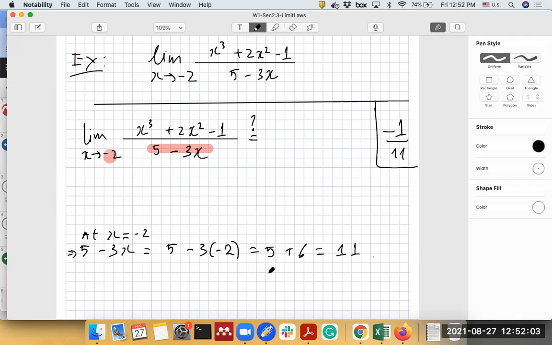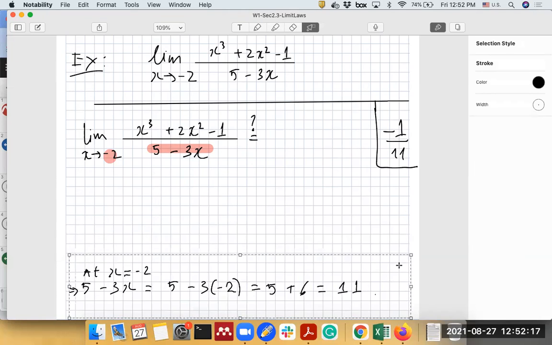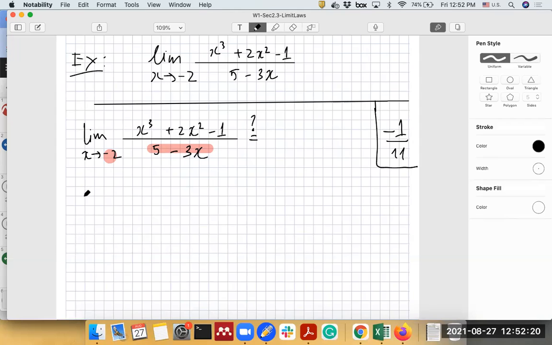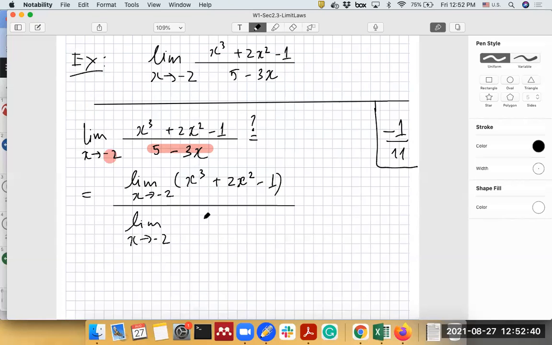Now it's defined at -2, so we can use which law? Quotient law? Very good. This is a quotient. So good job. So we can write it as the limit of the numerator when x approaches -2 divided by the limit when x approaches -2 of 5 minus 3x.